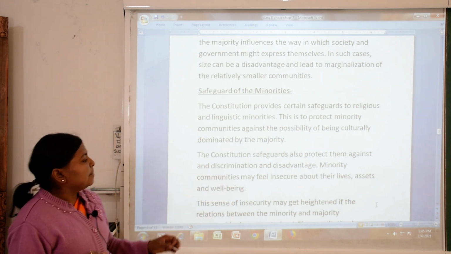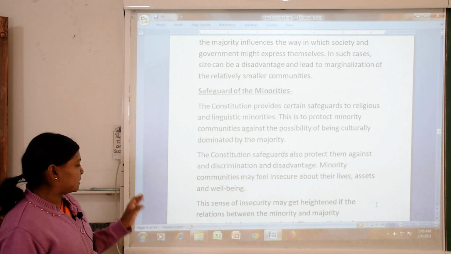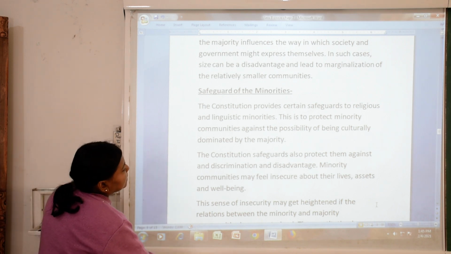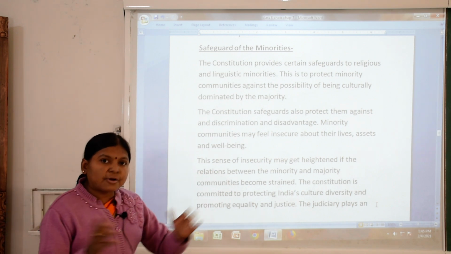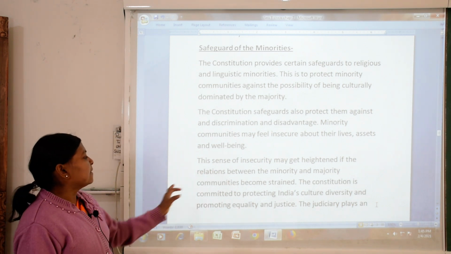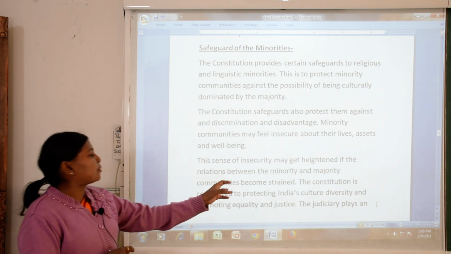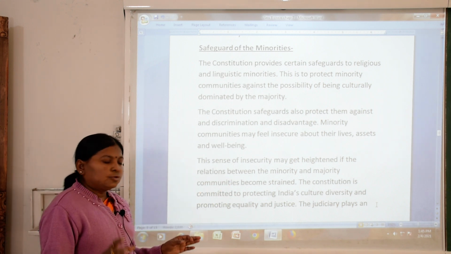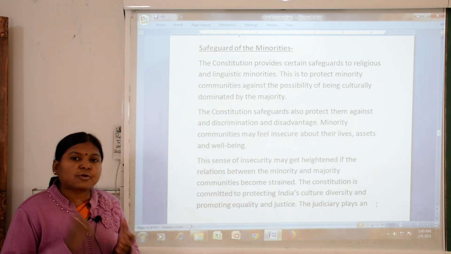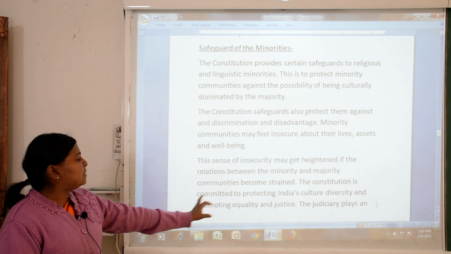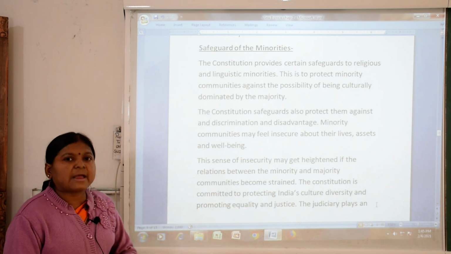Next, the Constitution's safeguards also protect them against discrimination and disadvantage. Minority communities may feel insecure about their lives, assets and well-being. Next, this sense of insecurity may be heightened if the relations between minority and majority communities become strained. During that time, it will be difficult. So our Constitution is committed to protecting Indian cultural diversity and promoting equality and justice. When it was written, equality and justice were the aims, so all will be safe and protected.